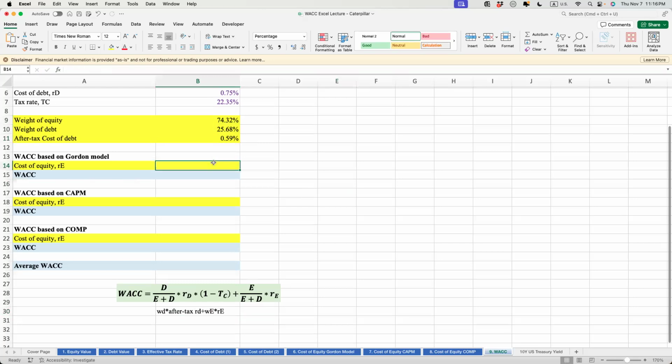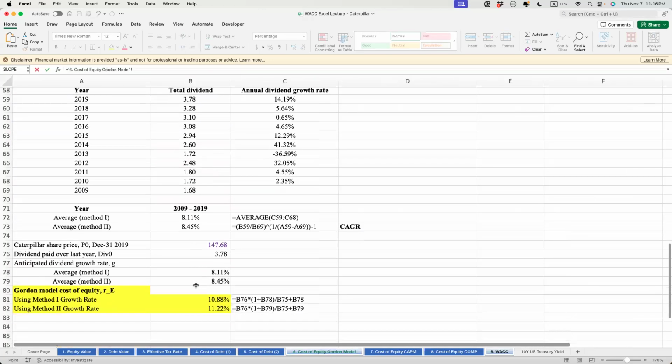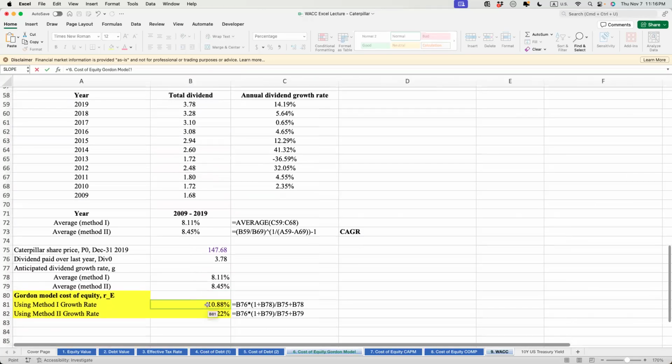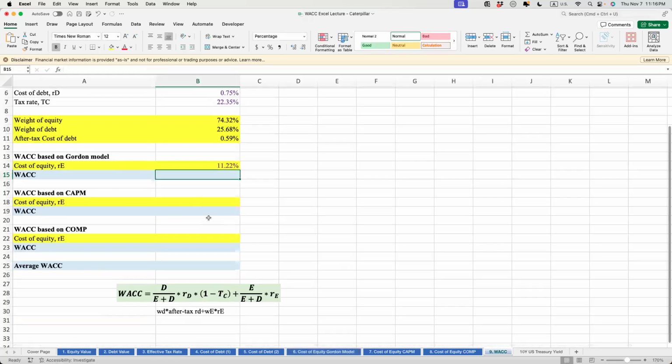What we need is to link the cost of equity. For the Gordon model, let's link the compound annual growth rate derived from the Gordon model. Okay, feel free to link both. That means you're going to have 4 WACCs calculated here.